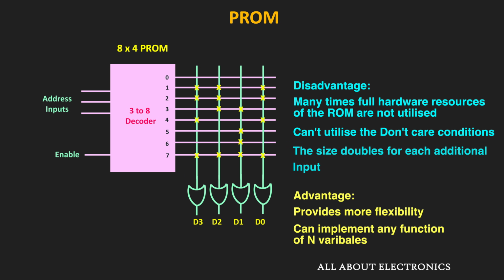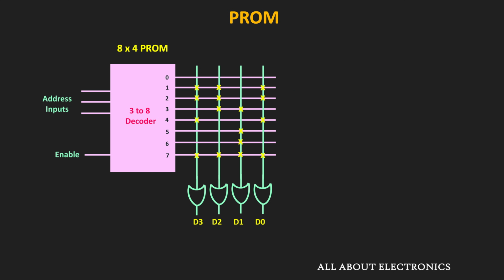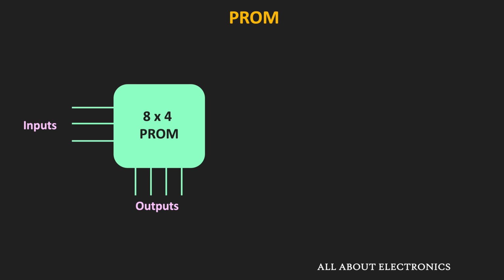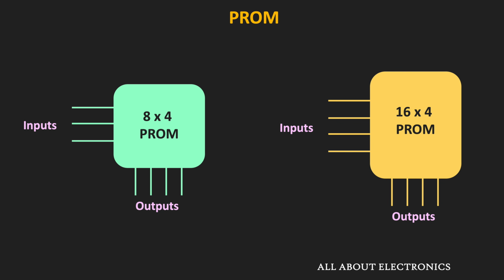Moreover, if you increase one input in the PROM, then the size of the ROM will also get doubled. For example, if we add one more input to this 8x4 PROM, then we will require a 4 to 16 decoder, and therefore the size of the ROM will become 16x4. That means just by adding one input, the size of the ROM becomes double. And after adding one more input, if we are not utilizing all the minterms, then we are not utilizing the full hardware capacity of this PROM.